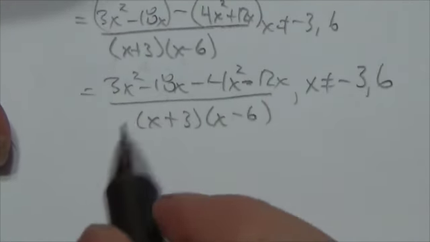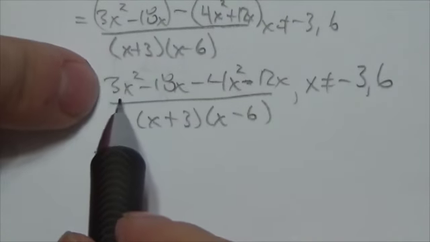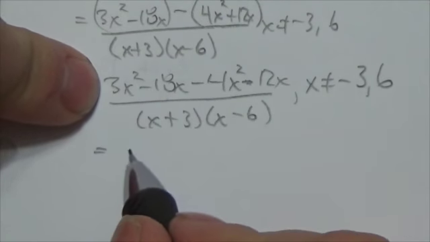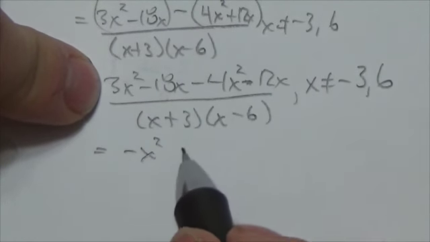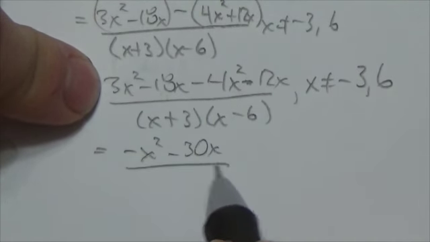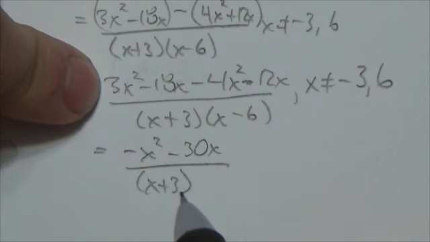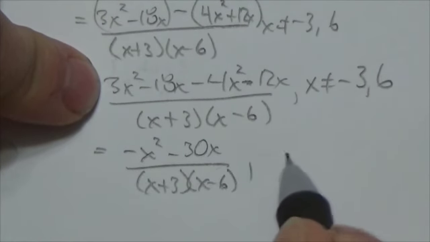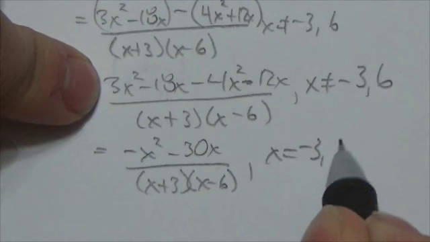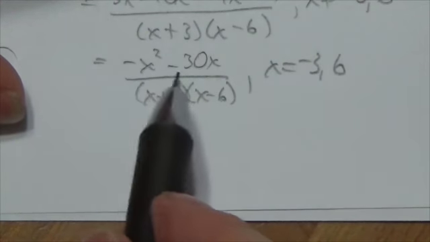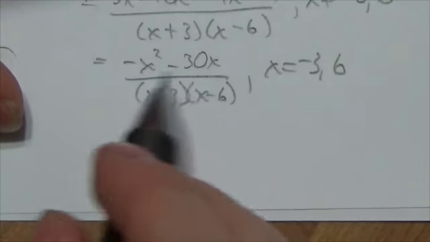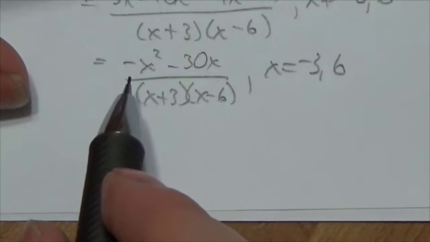All right, now we can do some simplifying here. 3x squared minus 4x squared, so it's going to be negative x squared. Negative 18x minus 12x gets minus 30x, times x plus 3 times x minus 6. X can't equal negative 3 and 6. What can I do here? Well, I can take out, see, here's the thing. I can take out a negative x, but it's going to leave me with x plus 30.